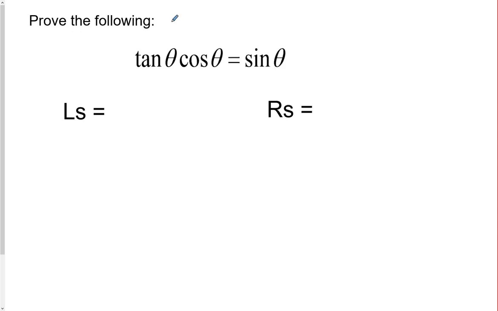On the left side, I'm going to first write out my left side, tan theta times cos theta. Now I'm going to substitute in my trig identities. I know that tangent theta is equal to sine theta over cosine theta. So let's sub that in right now. So sine theta over cosine theta.